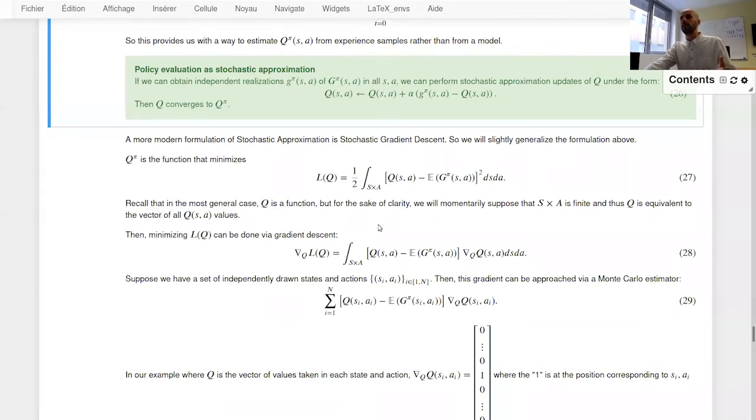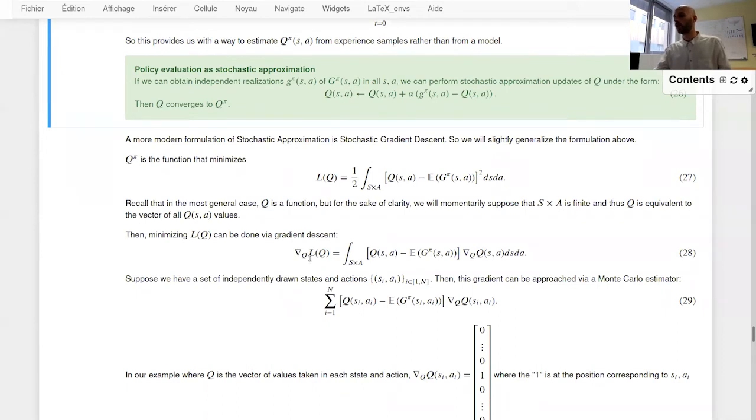Recall now that in the most general case, Q is a function, and we're minimizing across functions, so that's an infinite dimensional space. But for the sake of clarity, we will momentarily suppose that S×A is finite, and then that space of functions is just the space of tables. It's a finite dimensional space. It's the space of tables where you have as many values in a table as you have pairs of states and actions. And so Q is equivalent to the vector of all Q(s,a) values. Then minimizing L(Q) can be done via gradient descent in finite dimension.